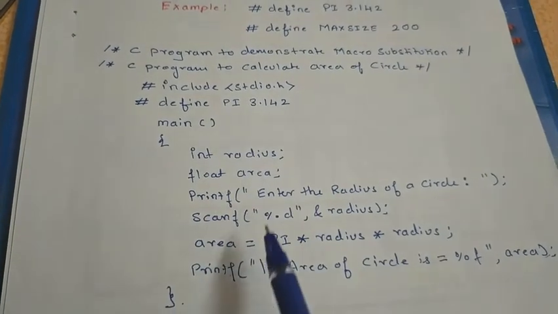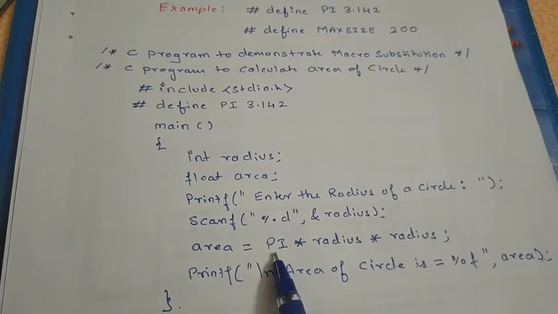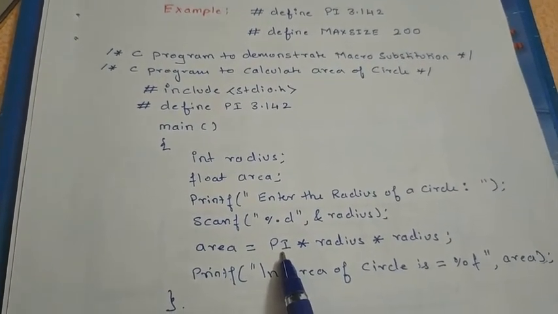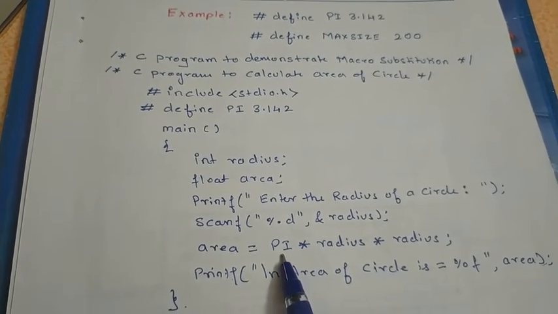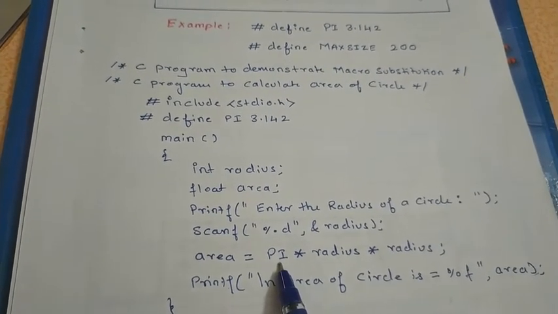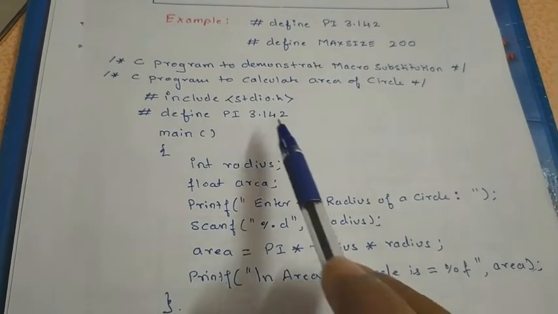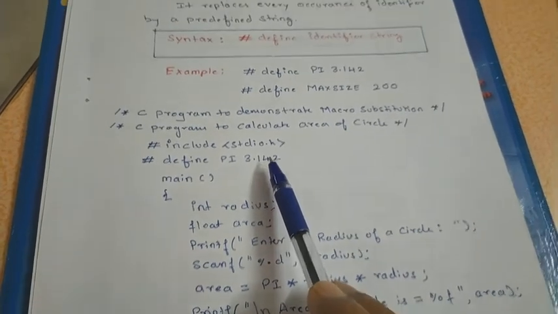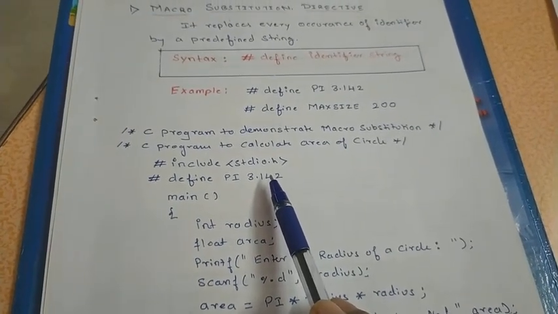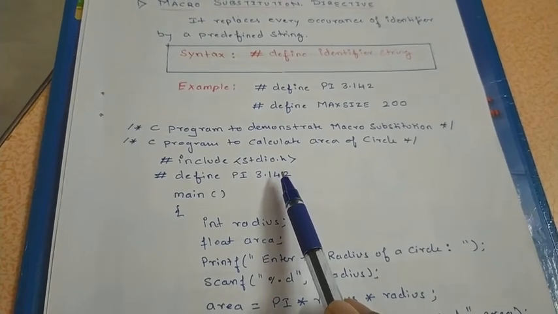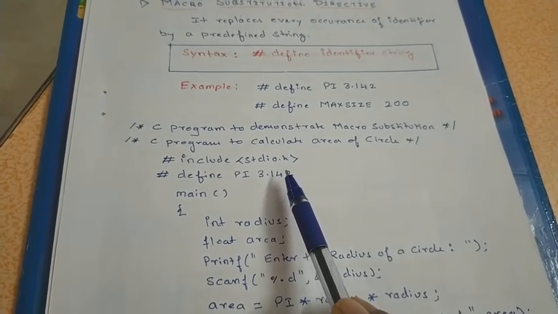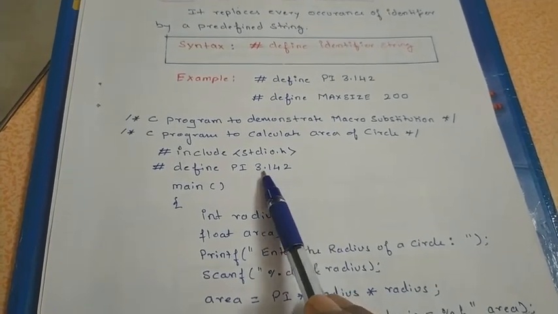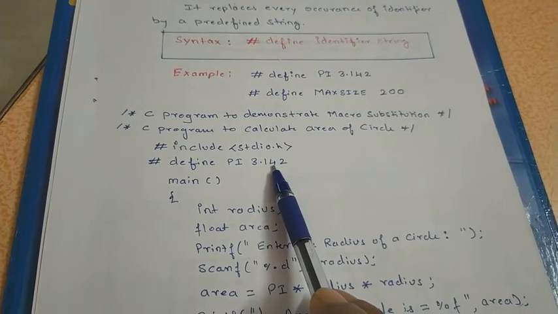So when the compiler comes across this identifier PI, it replaces the PI with the value 3.142. The substitution of the value takes place here. As I said, it replaces every occurrence of an identifier by a predefined string. The predefined string here is 3.142.